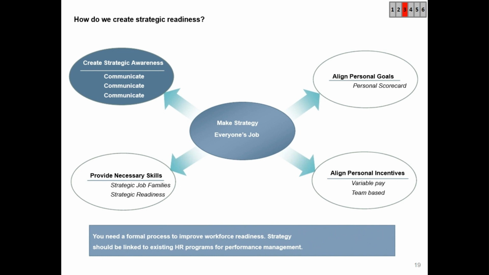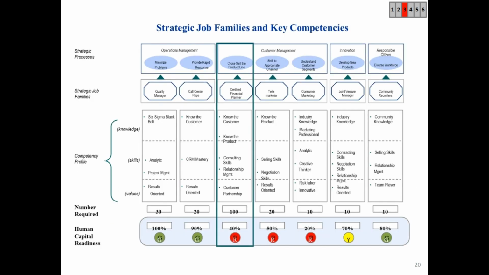You need a formal process to improve workforce readiness. Strategy should be linked to existing HR programs for performance management. Identify strategic job families and key competencies required. We have strategic processes at the top for operations management, customer management, innovation, and responsible citizen. You could imagine your strategic map and the processes for you.